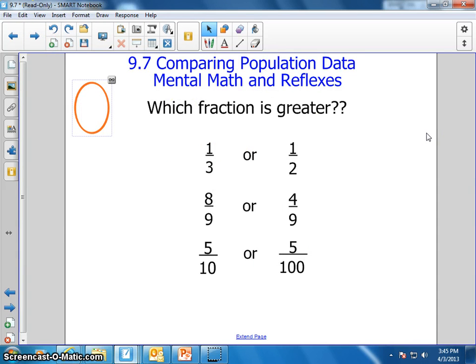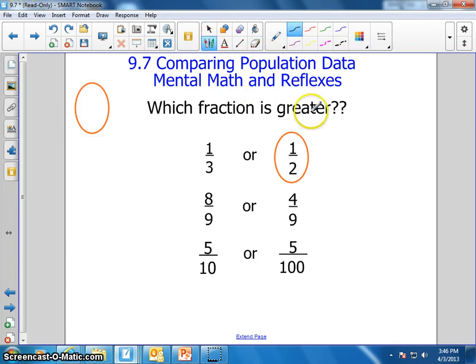Switching gears a little bit, let's go ahead and go over some fraction review. Which fraction is greater? Go ahead and pause the video, see if you can figure that out. Alright, which one do you think it is? 1/2. Did you get it right? So, if we use percents, we know that 1/2 is equal to 50%. And 1/3 is equal to about 33%, because we know that the decimal repeats itself.